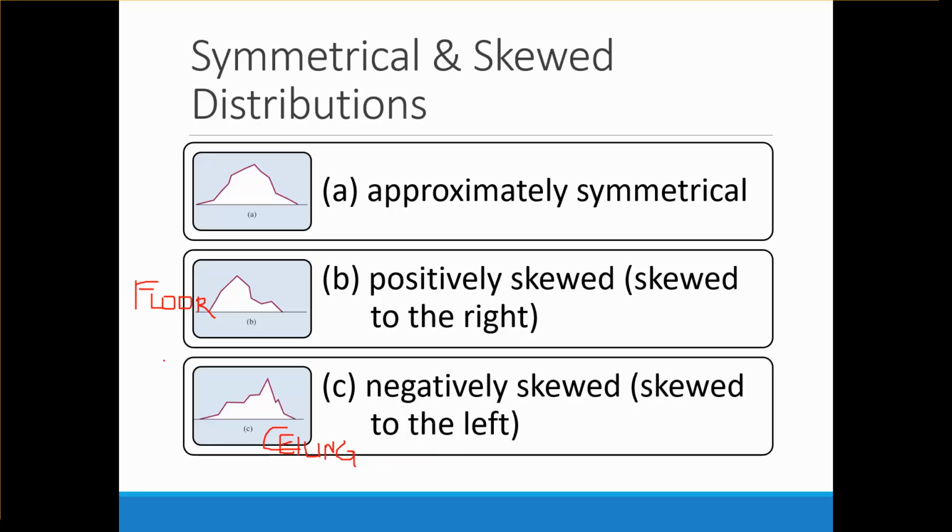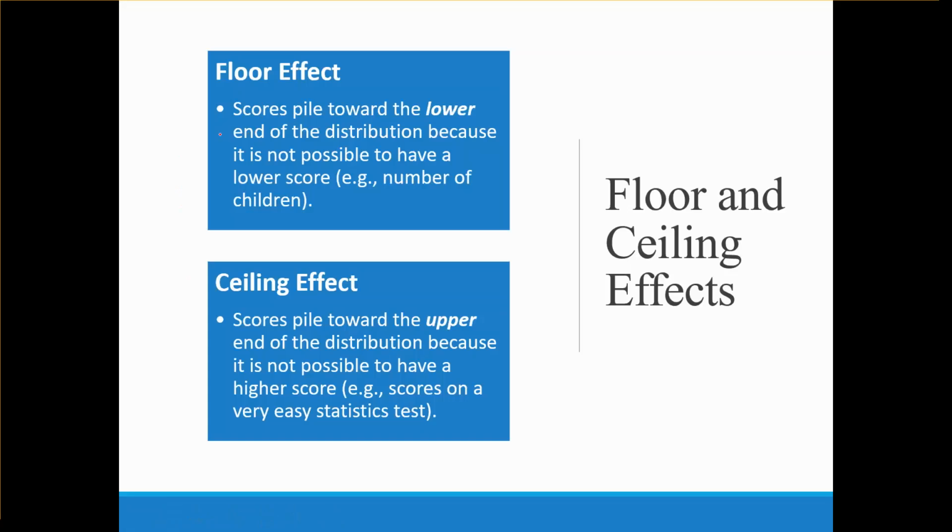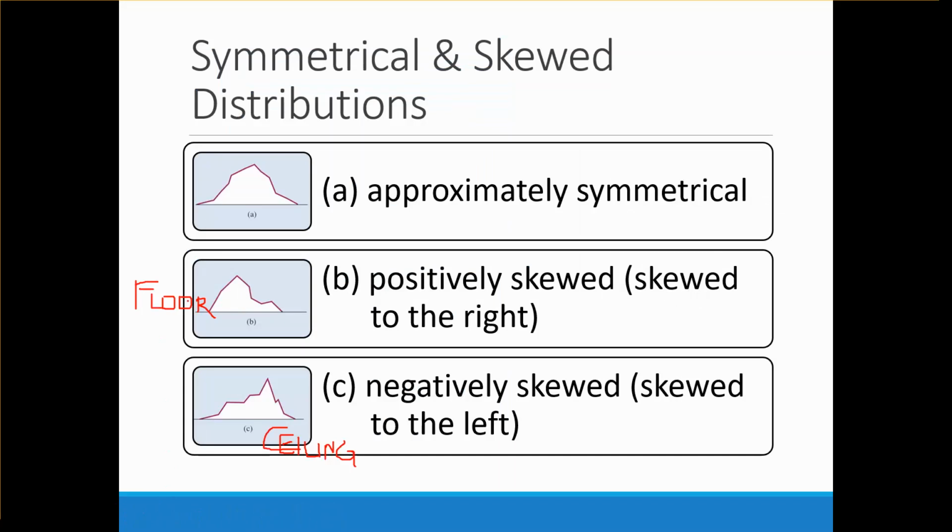Okay, so let me go back over here so we can look at the definitions just real quick. So scores pile toward the lower end of the distribution because it is not possible to have a lower score, like the number of children that a person has. You can't have less than 0 children. So if we look at the number of children that people have, you start with 0. More people have 2 or 3 children. And then you get up here and you have fewer and fewer people having 6 or 7 children.